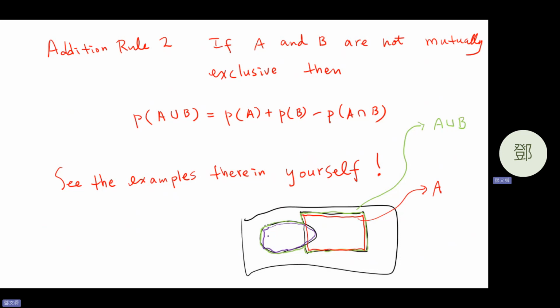And this is B. And this part is A intersection B, included twice. Okay? Included twice. That is why we have to minus the probability of A intersection B.